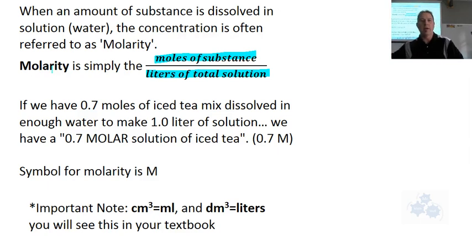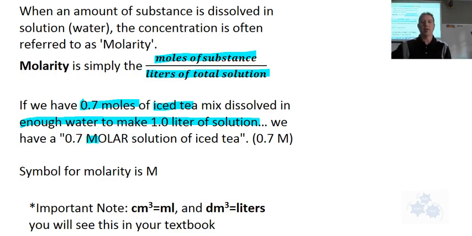Okay? So here we go. If we have 0.7 moles of, let's say, iced tea mix dissolved in, and here's the key, enough water to make 1 liter of solution. So it's not exactly 1 liter of water. It's going to be just a little bit under, but the total is going to be 1 liter. Then we would say that we have a 0.7 molar solution of iced tea.